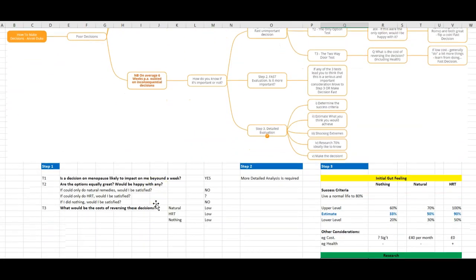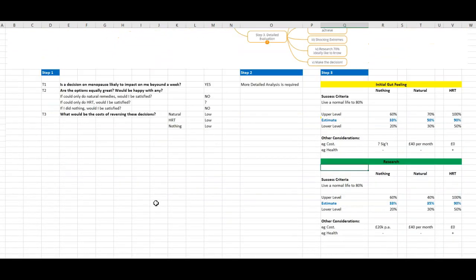So the example that I'm going to use today is one that's based on work that I'm currently doing with NHS England based on menopause. So for the purposes of this, I'm going to pretend that I'm a woman just going through the menopause process. So you'd think if I can use this decision model for this decision, then it probably works for most things.